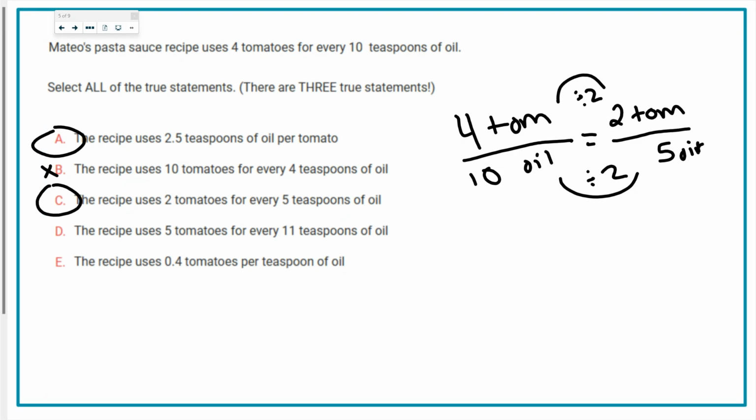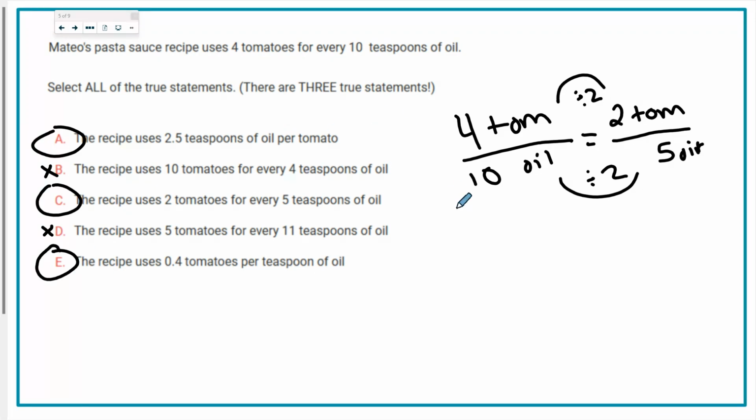The recipe uses 5 tomatoes for every 11 teaspoons of oil. I already know that that is not true, because you can't just add one of each. Right? To make equivalents, you can only multiply or divide. So that must mean that E is true because we're looking for 3.